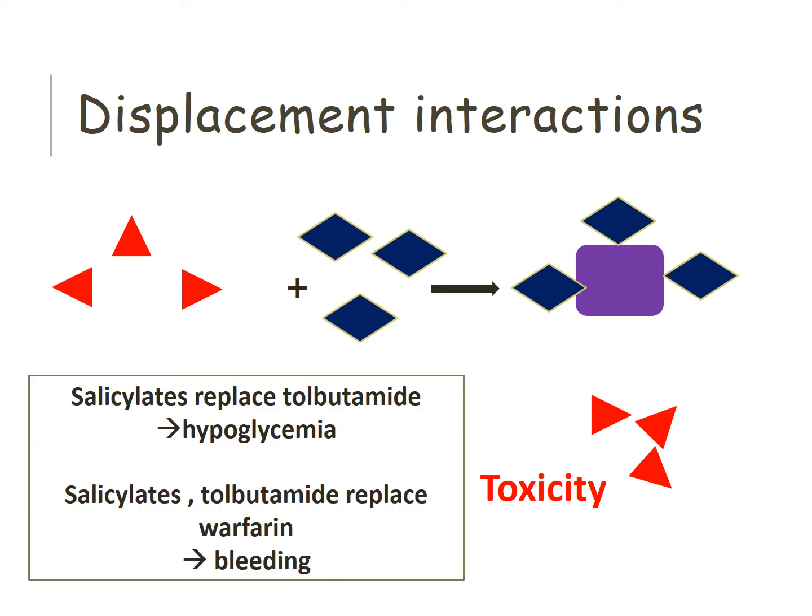Example is salicylate replaces tolbutamide. Tolbutamide is a drug used for diabetes. So when the patient is on tolbutamide, and when there is some pain or something, he takes salicylate. The salicylate is a highly plasma bound drug. So it attaches to the plasma protein, and it displaces the already attached tolbutamide from the plasma. So there will be a free amount of tolbutamide in the blood, which causes hypoglycemia.